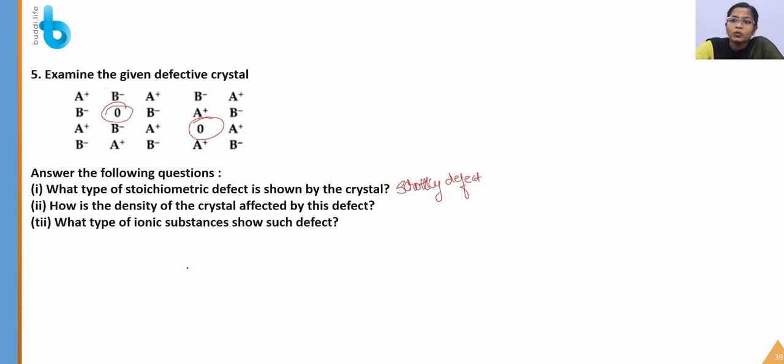And next: how is the density of the crystal affected by this defect? Though the number of missing cations and anions are equal, the density of the substance is definitely going to decrease because particles are lost here. So definitely the density will decrease.